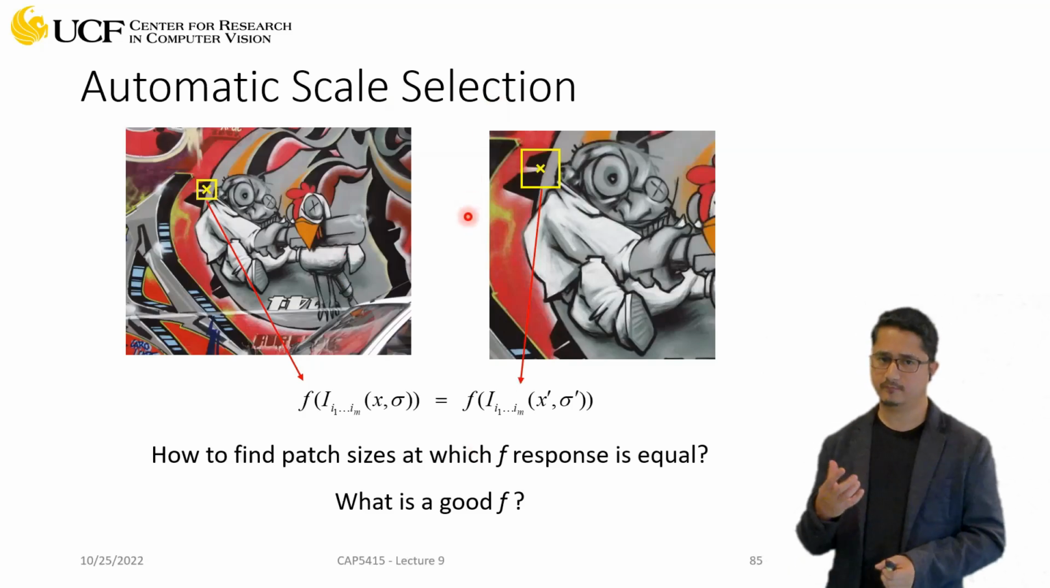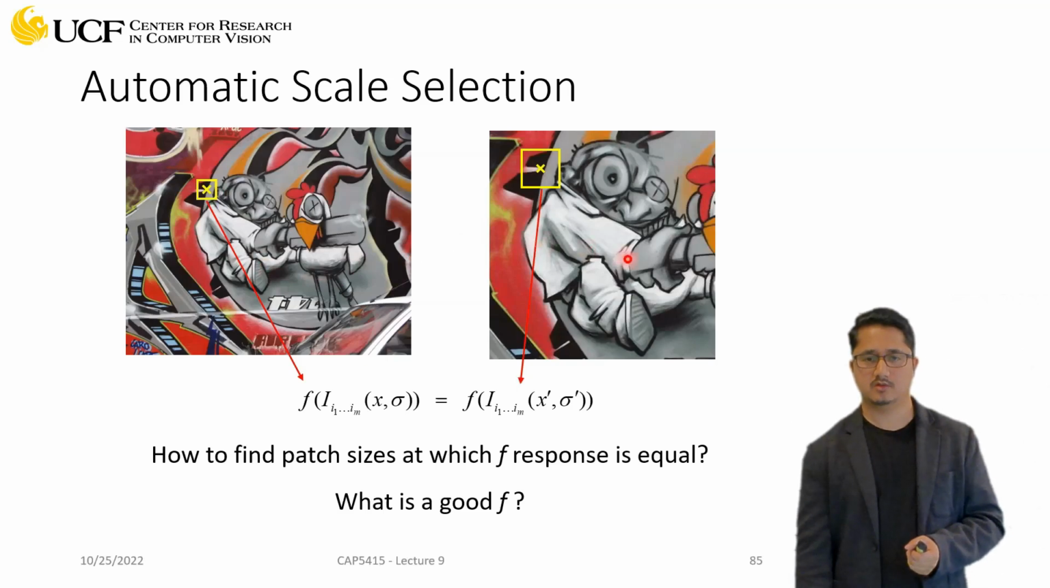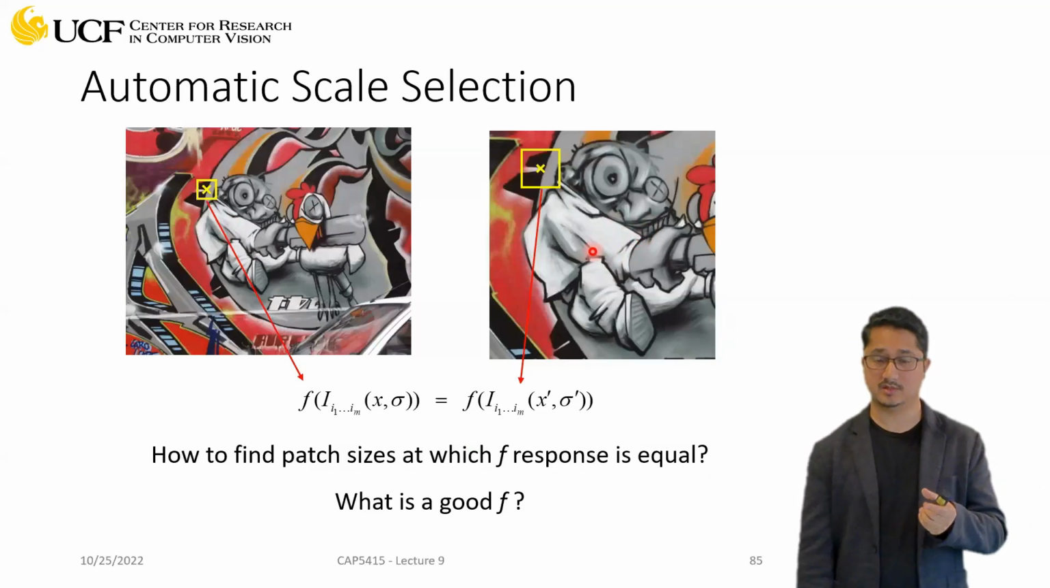Okay, so one brute force way would be, let's say you have this particular object which you're interested in, and you can see this is a much bigger scale. The object appears bigger as compared to this one, but of course this is the same object. Now it's easier for us to say that these are the same objects because our vision system is scale invariant. It's very powerful, right? We can easily take into account that this is a smaller object and this is a bigger object.